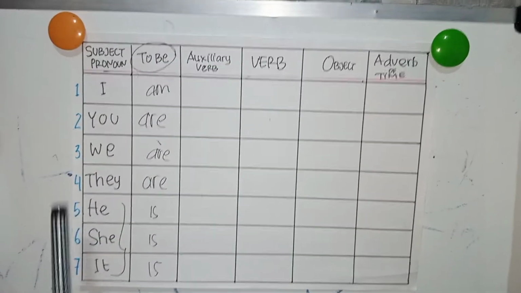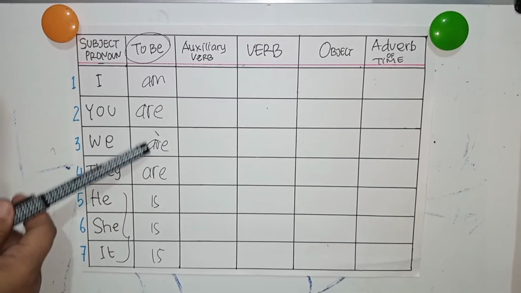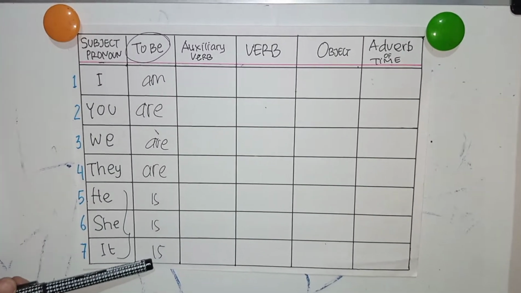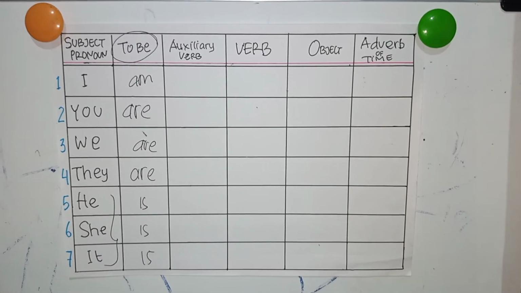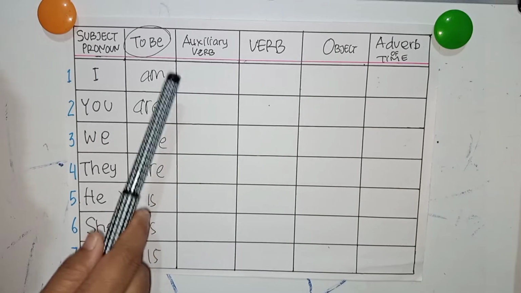Later on, they can change into the past form. It will be was, were, was. And it could be changed into been if you use the perfect tense. Okay. The next is auxiliary verbs.